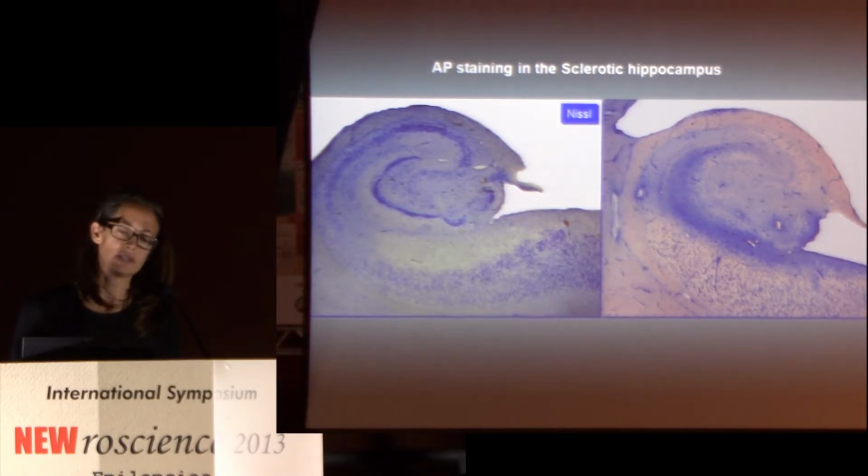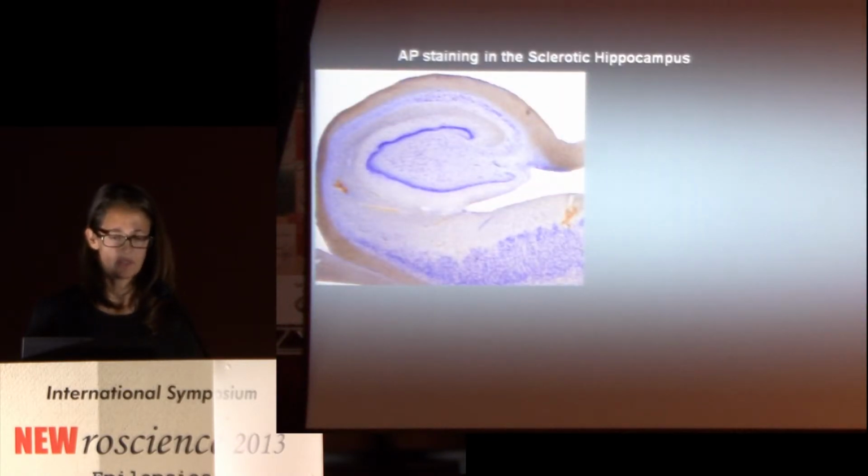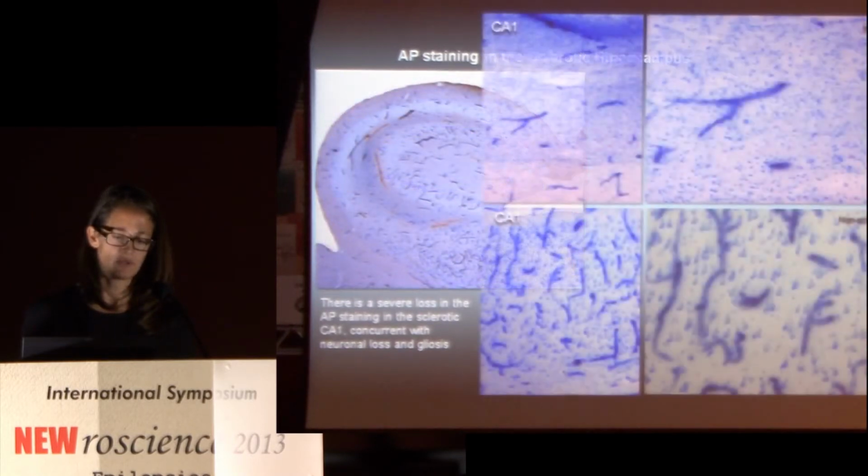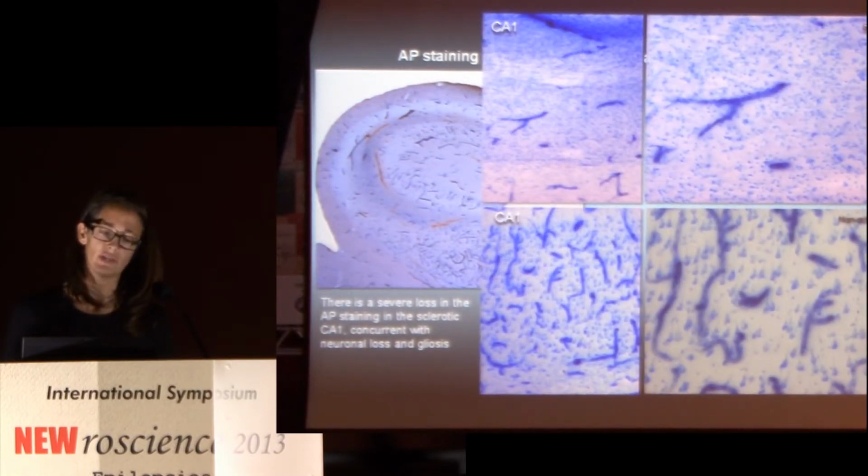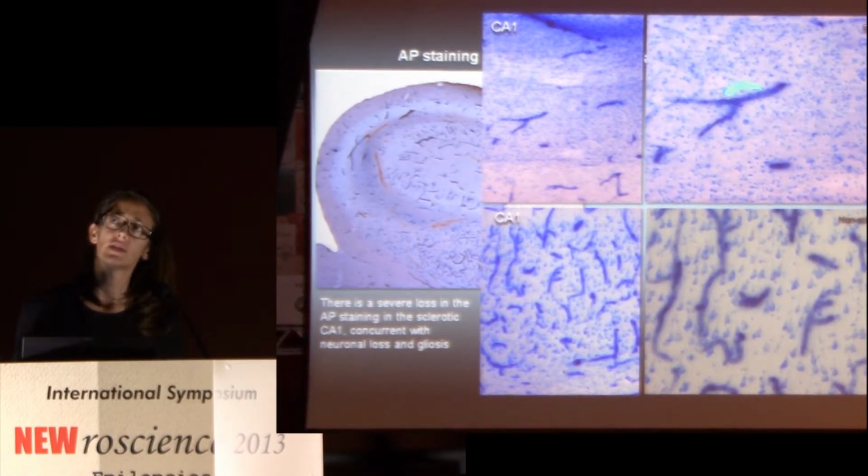However, when we did the same study in the sclerotic hippocampus, we observed a decrease in the staining in several regions, and at higher magnification we saw a severe loss in the AP staining in the sclerotic CA1, which was concurrent with the neuronal loss and gliosis. As we can see here, in the upper part of the slide, there is this sclerotic CA1, and we can observe very few AP-positive blood vessels and a lot of glial cells. However, in the normal CA1, we observe a lot of AP-positive blood vessels, and the labeled neurons were abundant.